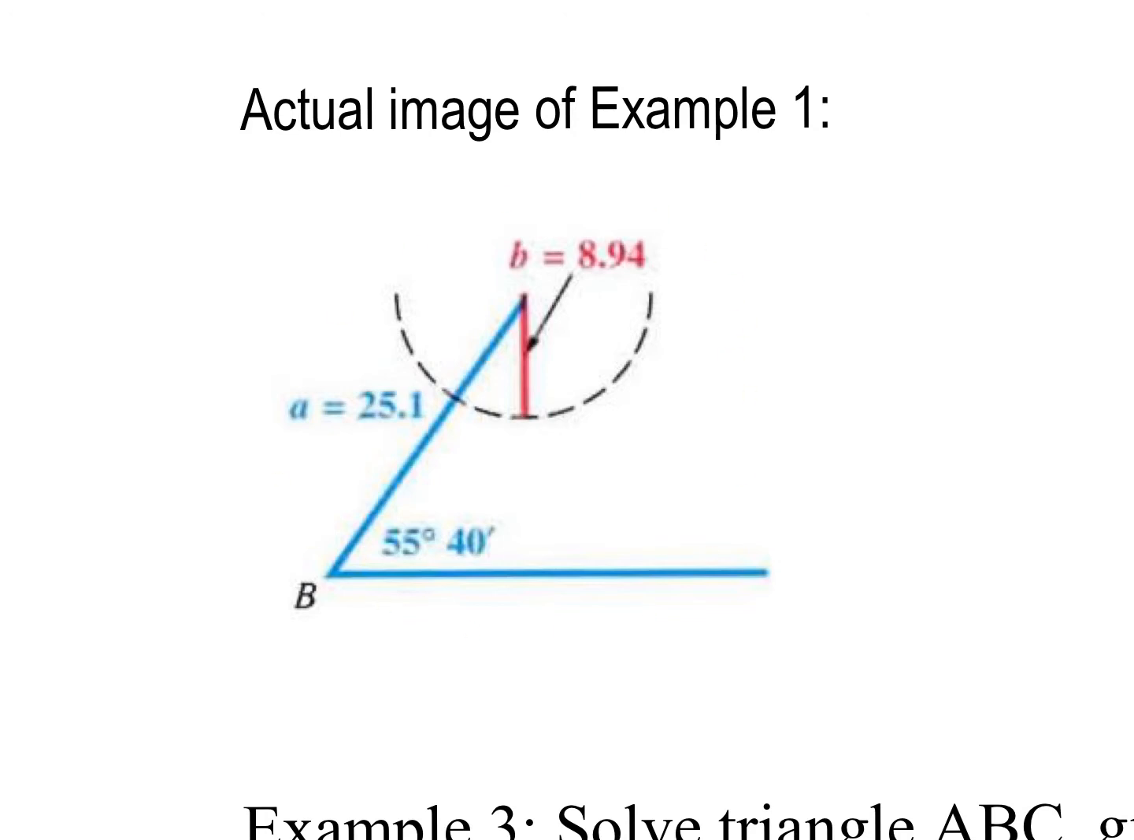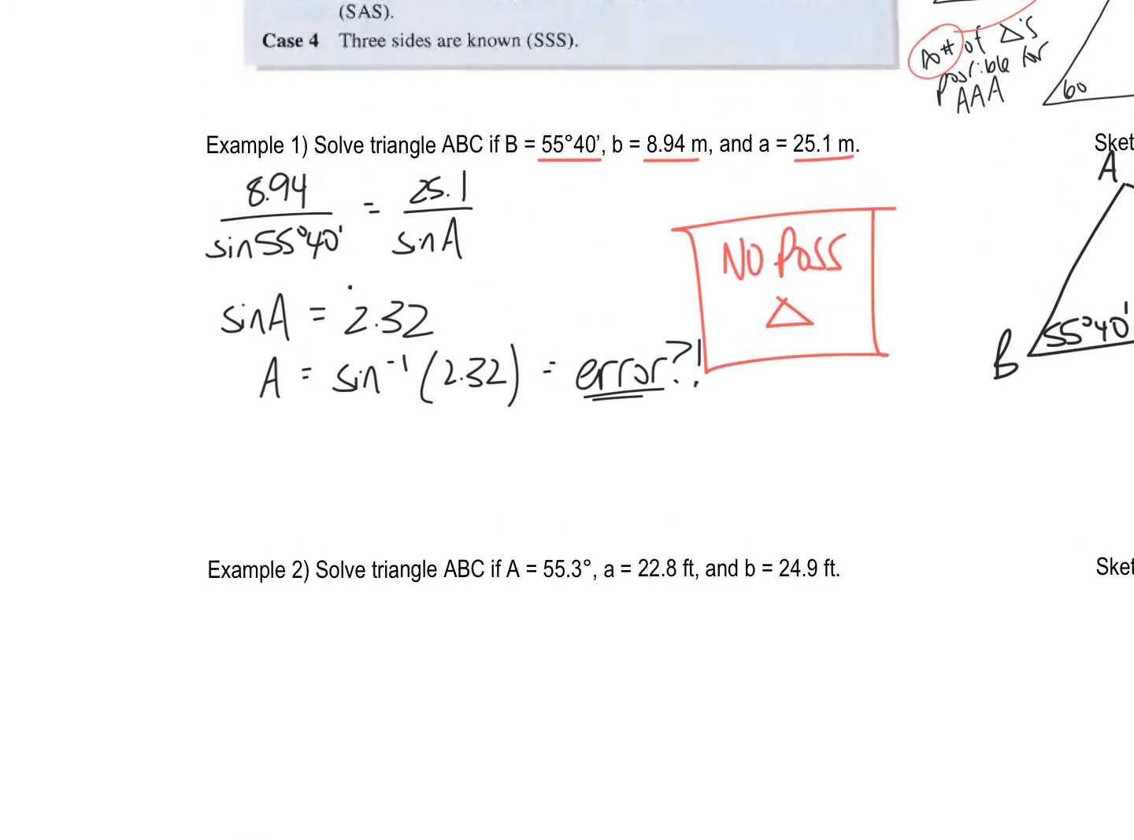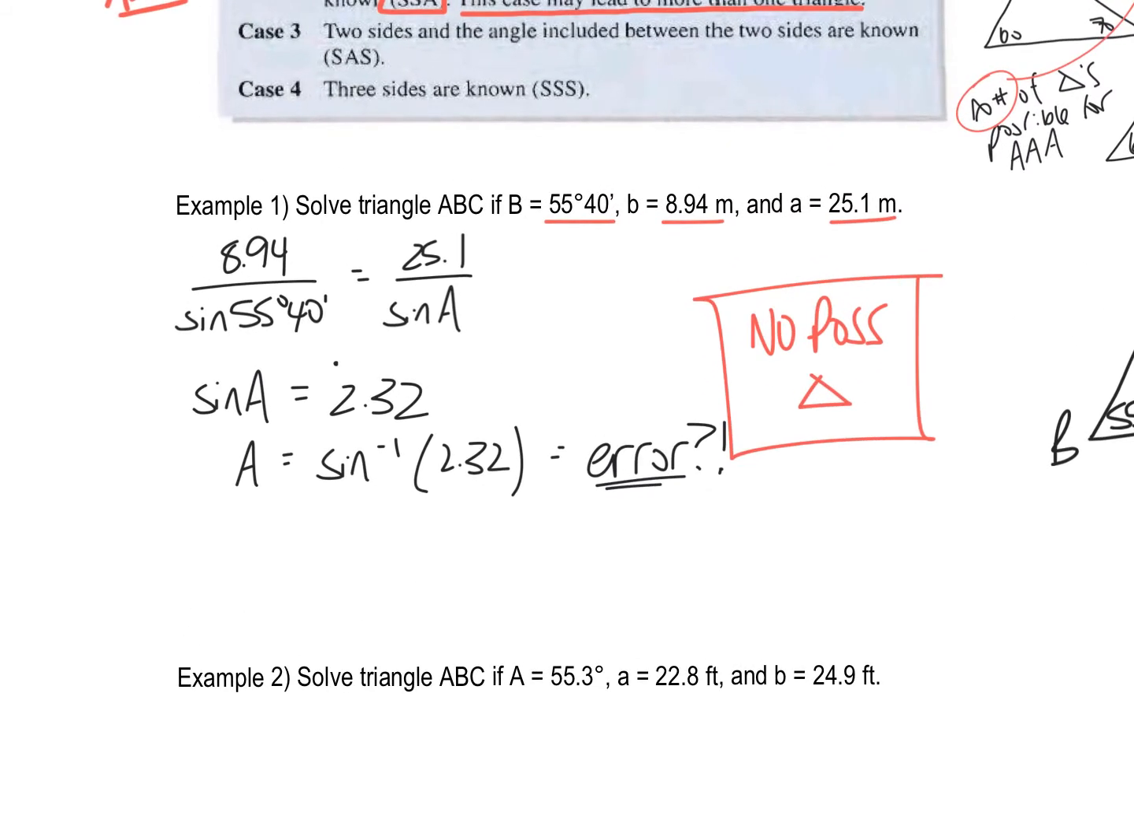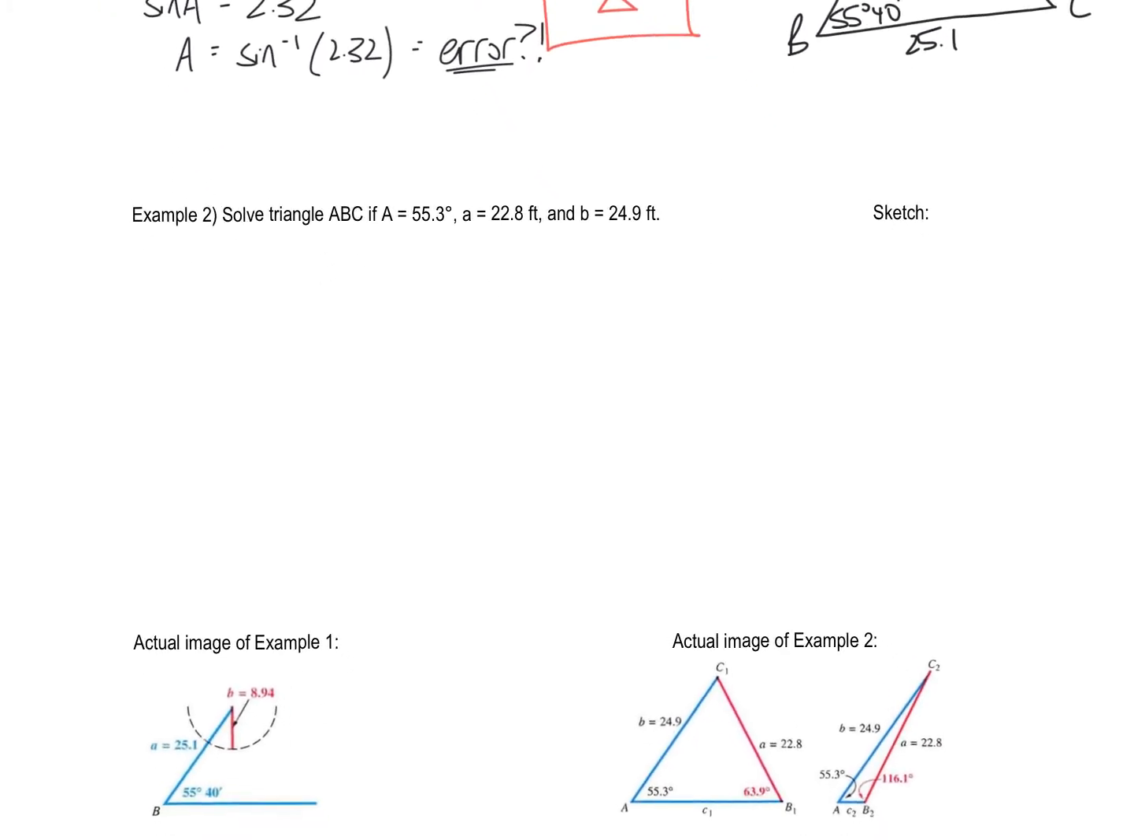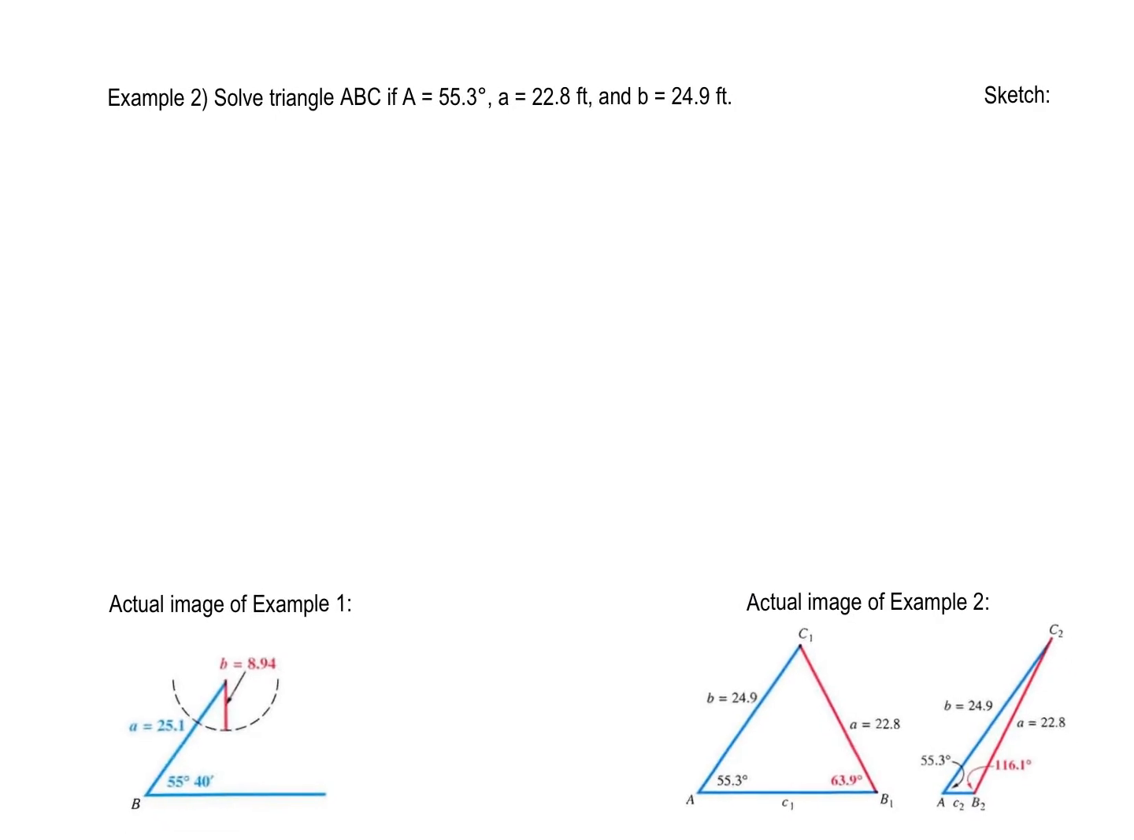We try law of sines, and what we get when we do that is an error in our calculator, which means there isn't a possible triangle with these dimensions. Let's look at problem number 2. Again, go ahead and pause the video and sketch it, and then I'll come back.